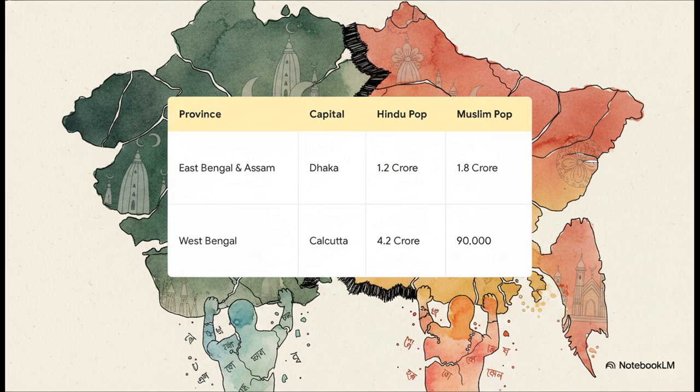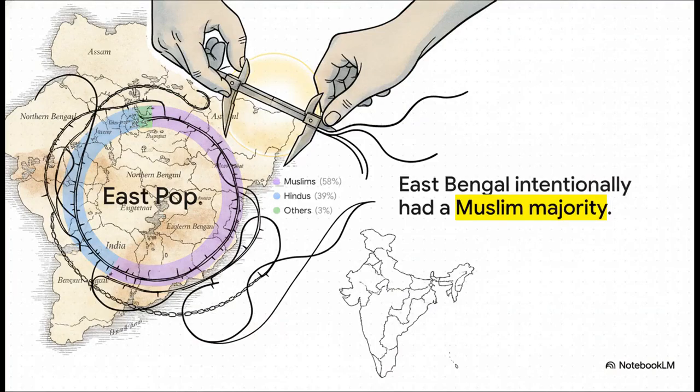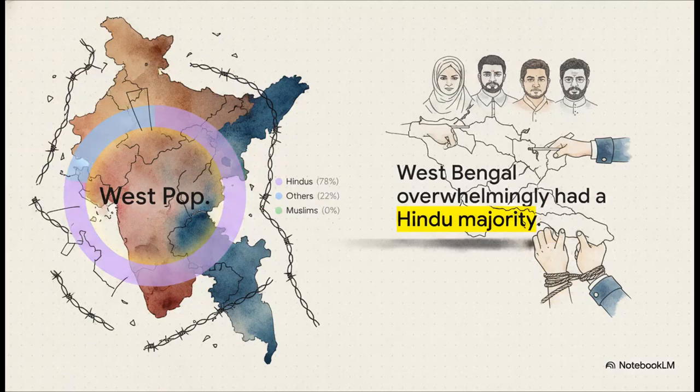Let's dig into this just a little bit more to see the human impact. So in this newly formed eastern province, East Bengal and Assam, the demographic engineering is just painfully obvious. The British deliberately grouped 15 districts of northern and eastern Bengal together with Assam, specifically to ensure a clear Muslim majority. As you can see, 1.8 crore Muslims are making up the largest slice of the pie here. And in stark contrast, West Bengal was engineered to be overwhelmingly Hindu. By keeping the western part of Bengal attached to regions like Bihar and Odisha, they packed in 4.2 crore Hindus compared to just a tiny sliver of 90,000 Muslims.